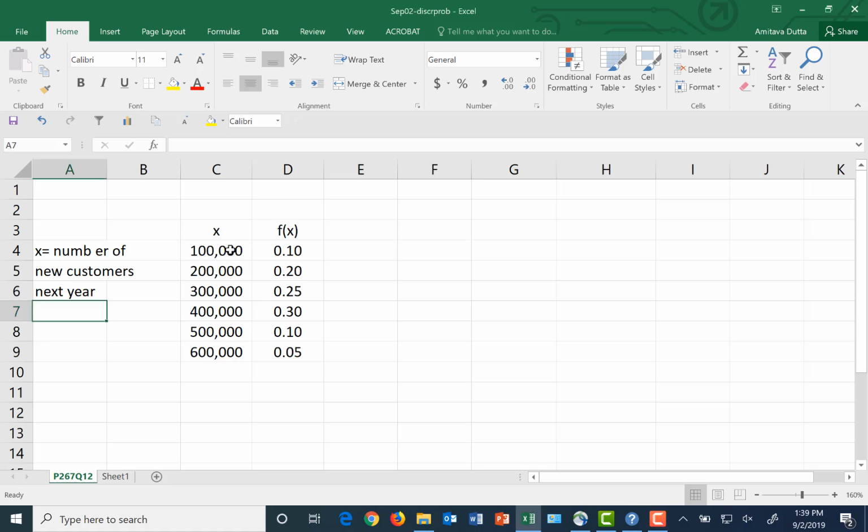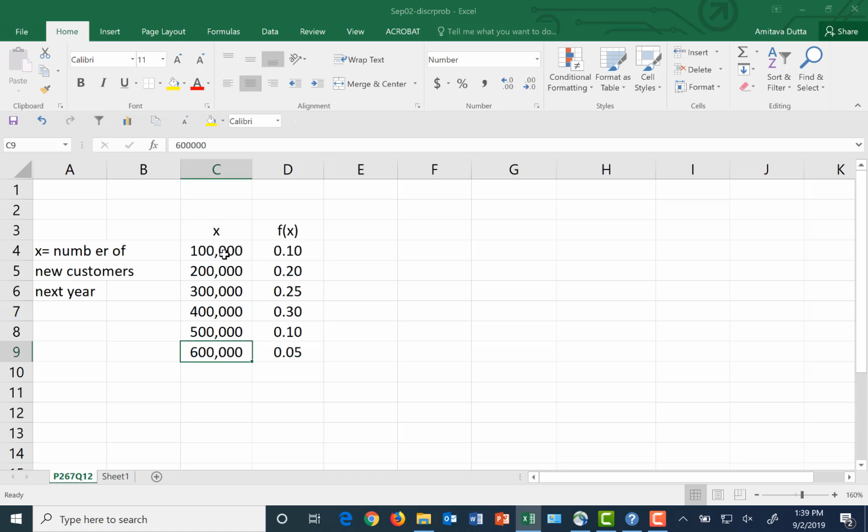100,000 new customers, but with a probability of 10%. Or we might get 200,000 new customers with a probability of 20%. This fx column that you see is the probability of that outcome. So we might get 300,000 new customers with a probability of 25% or 0.25, and so on. There's only a 5% chance that we might get 600,000 new customers.